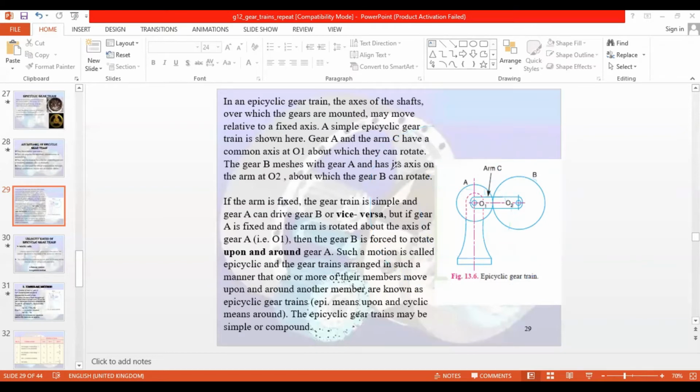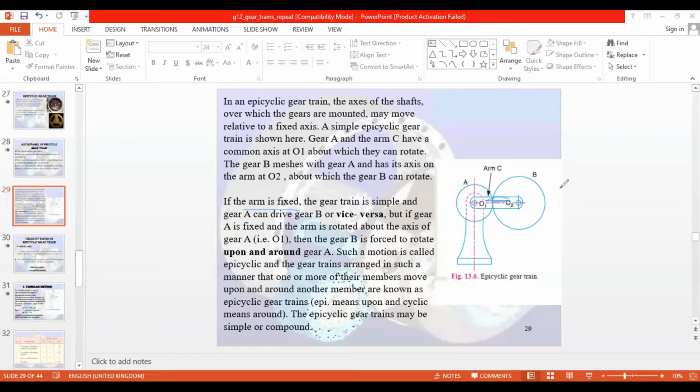So B meshes with gear A and has its axis on O2. So B will rotate around its own axis and revolve around this setup, having O1 as the axis about which gear B can rotate. Having this as the axis, this can rotate like this if the arm is rotating, right? If the arm is not rotating, then B will rotate only on its own axis. If the arm is fixed, right? So here the arm is rotating. If the arm is fixed, this is another condition. So now this arm is not going to rotate, and this is fixed.